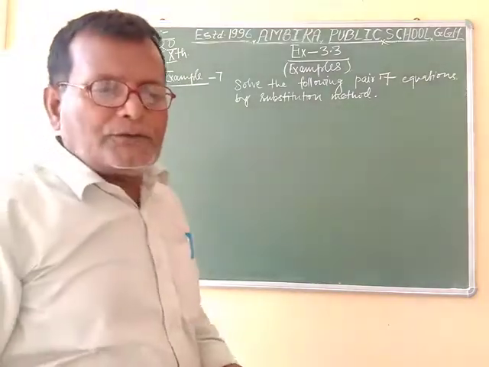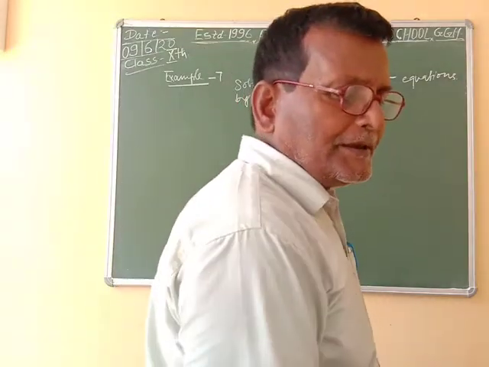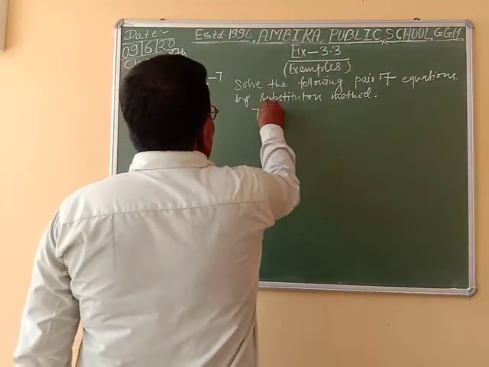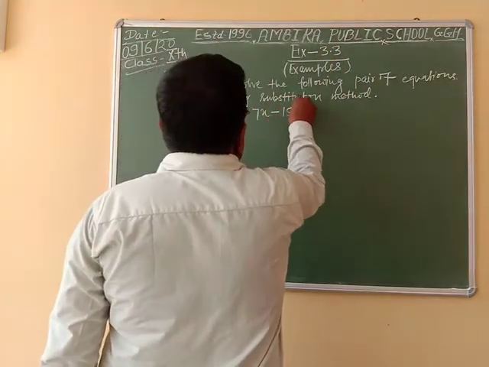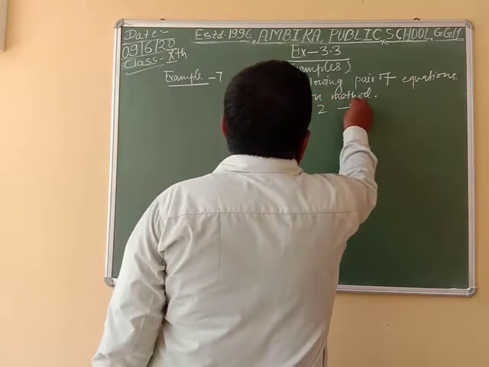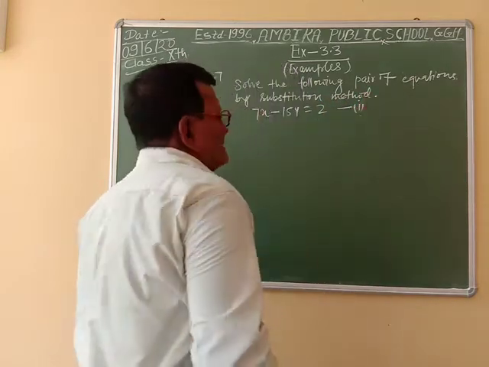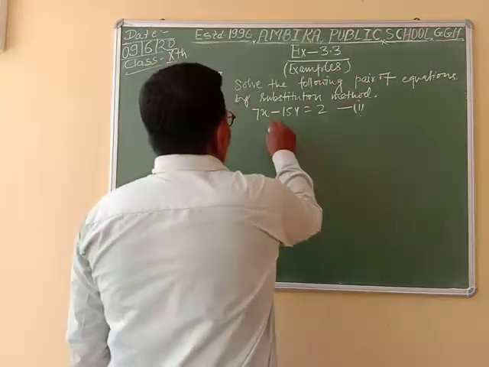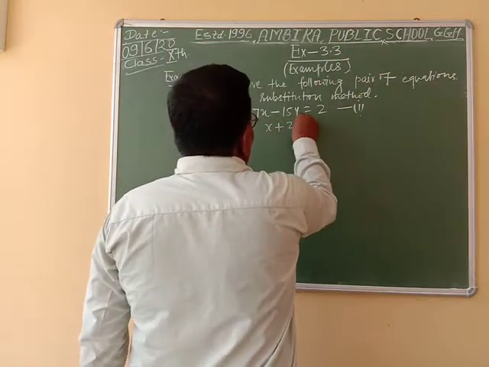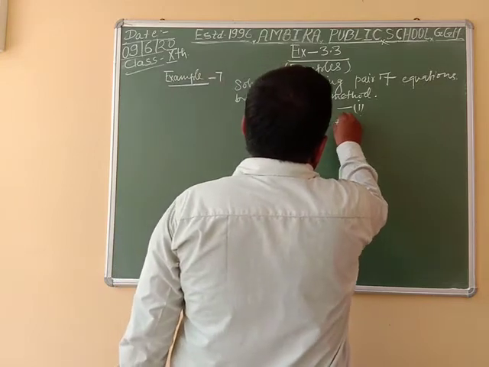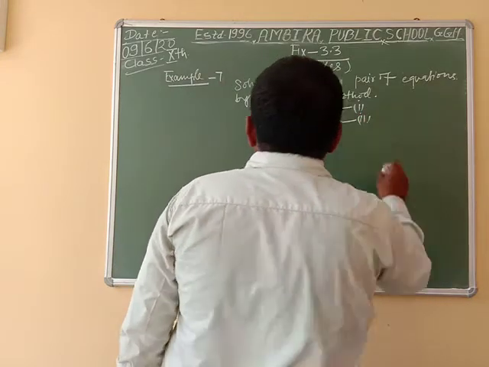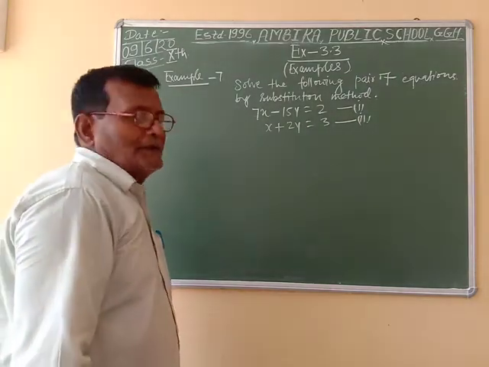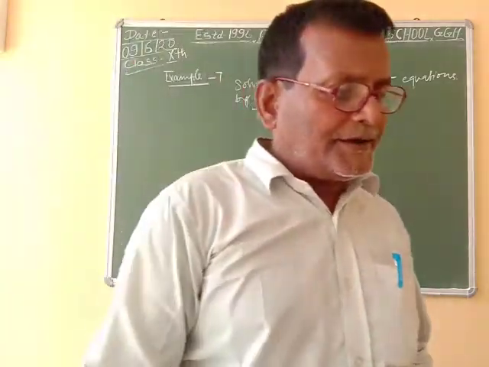So here is your equation. 7x minus 15y is equal to 2. One equation, and the other is x plus 2y is equal to 3. We have to find the value of x and y from these equations.